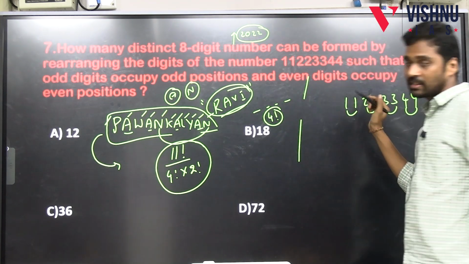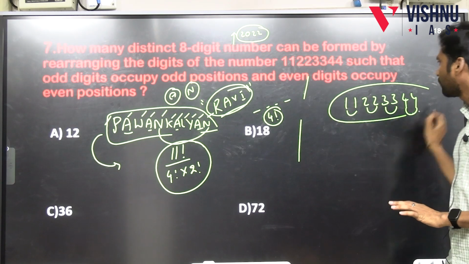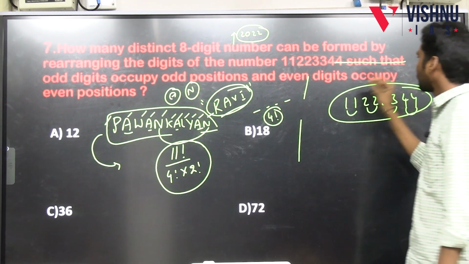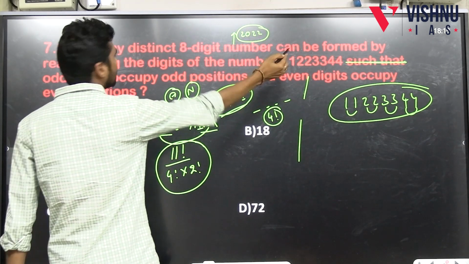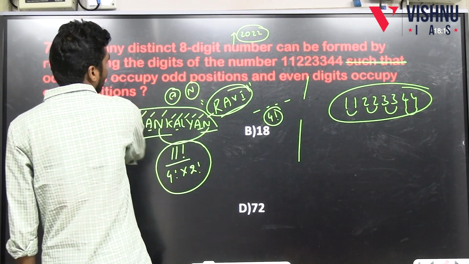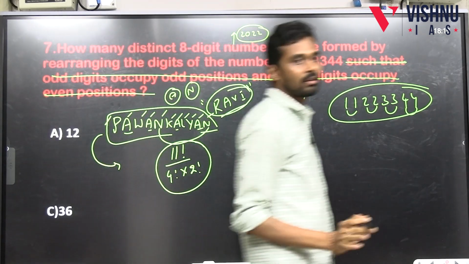Now what is the question? How many total arrangements are possible, but a condition is given. So let me first consider this. If the condition is not given, first I will do the problem without the condition. How many different 8-digit numbers can be formed by rearranging the digits of the number 11, 22, 33, 44? That's it. There is no condition at all.